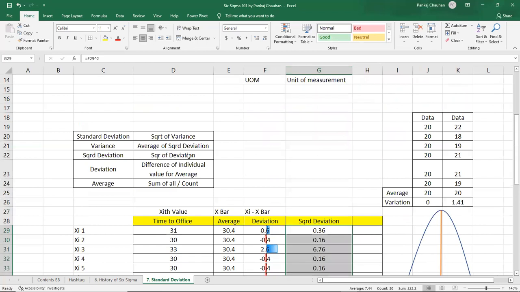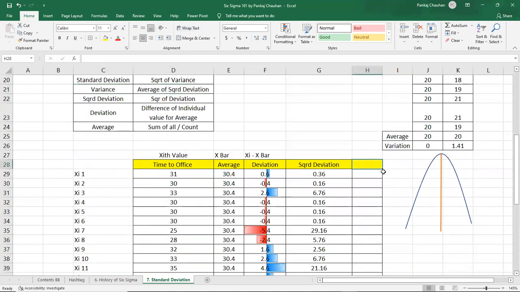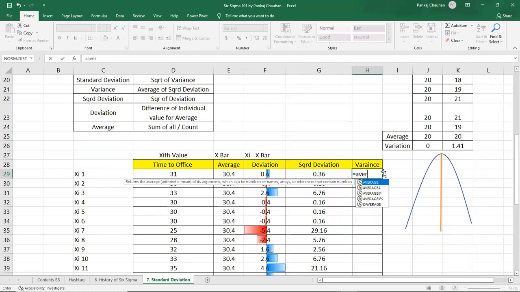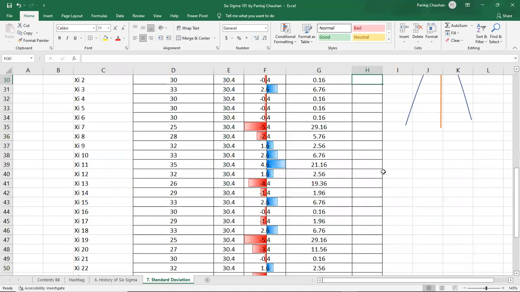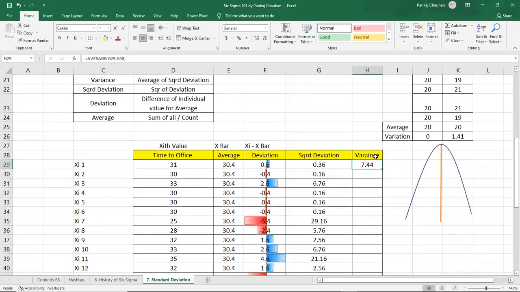Square deviation I got. What is the next step? When I get square deviation, next is variance. Variance is the average of your square deviation. So if I get the variance here, I am going to get average of square deviation. So is equal to average, and here is the square deviation. If I take this, I will get my variance value, which is 7.44 is the variance in my data.